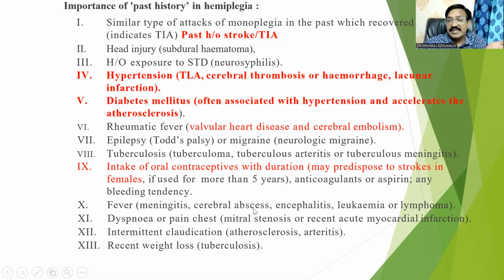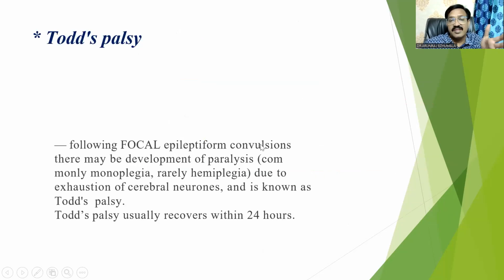So fever, meningitis, cerebral abscess, encephalitis, leukemia, lymphoma may produce focal neurological deficit. Chest pain I have already discussed. Atherosclerotic features, any history of recent weight loss, malignancies. Also when there is a secondary in the brain, that may also produce hemiplegia. So you have to ask these points. The red things are definitely what you should not forget to ask. Todd's palsy usually recovers within 24 hours.